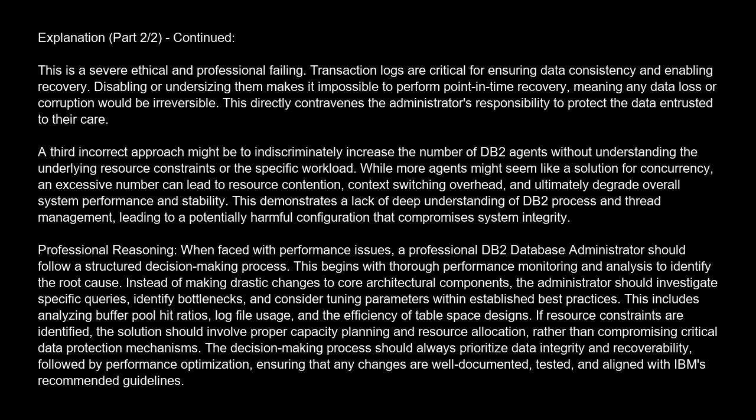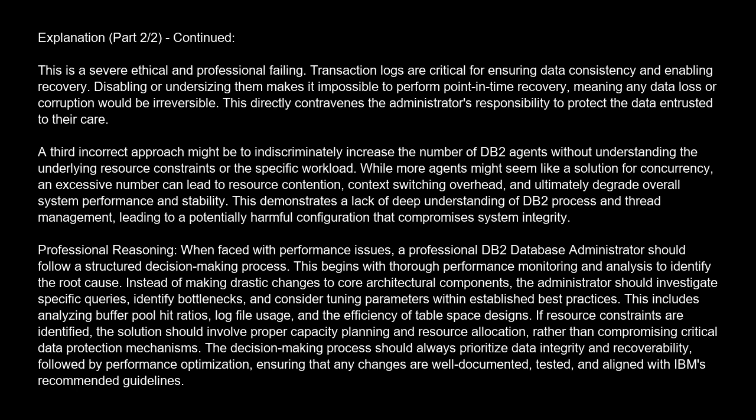When faced with performance issues, a professional DB2 database administrator should follow a structured decision-making process. This begins with thorough performance monitoring and analysis to identify the root cause. Instead of making drastic changes to core architectural components, the administrator should investigate specific queries, identify bottlenecks, and consider tuning parameters within established best practices. This includes analyzing buffer pool hit ratios, log file usage, and the efficiency of table space designs.